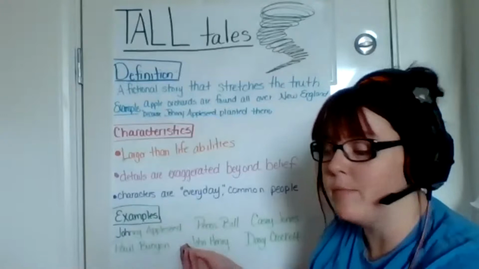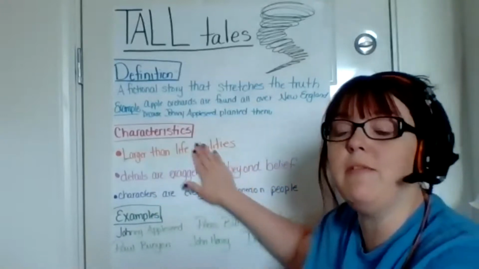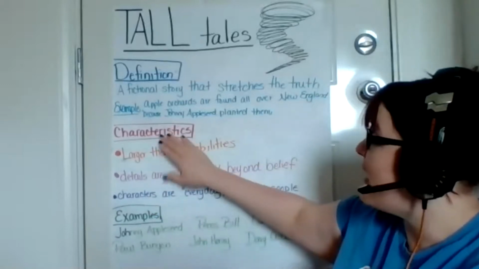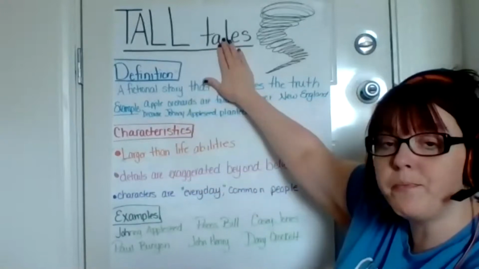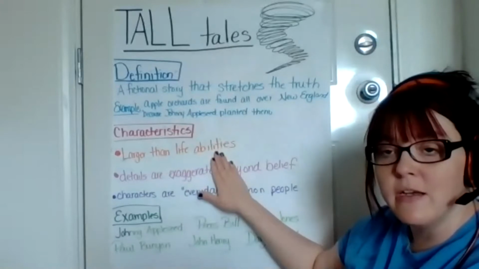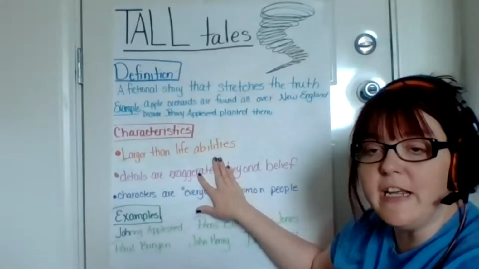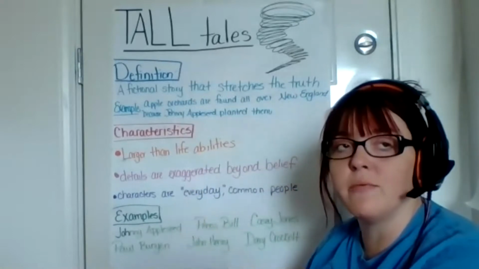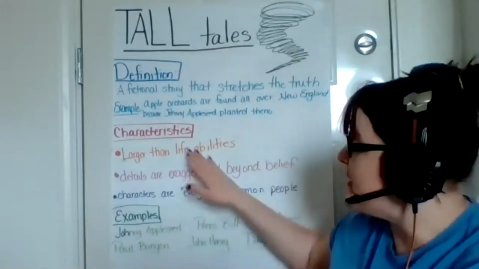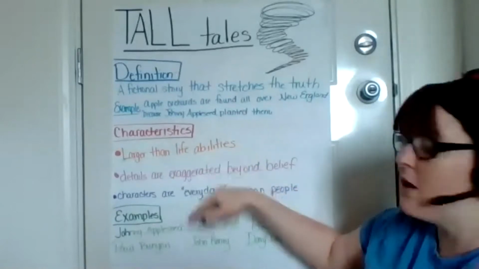New York City area. The characteristics, this part is extremely important for your writing assignment. You have to know that a characteristic of a tall tale is that they give the main character larger than life abilities. For example, Miss Kay just talked to you guys about the little girl singing, and she was as loud as thunder. Nobody's as loud as thunder. That's one of the loudest sounds in the world. That's a larger than life ability, almost like a superhero's superpower.